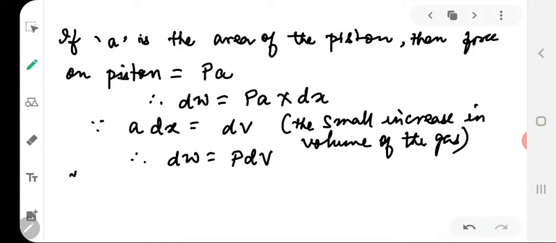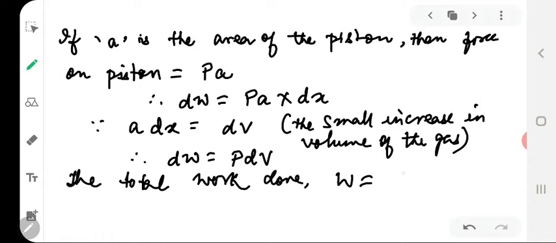So the total work done, W, will be equal to the integral over the limits V1 to V2, that is the initial volume to the final volume, of P dV. As I had already told you in the previous lesson, during expansion work is done by the gas and hence it is positive. In case of compression, work is done on the gas and it is negative.